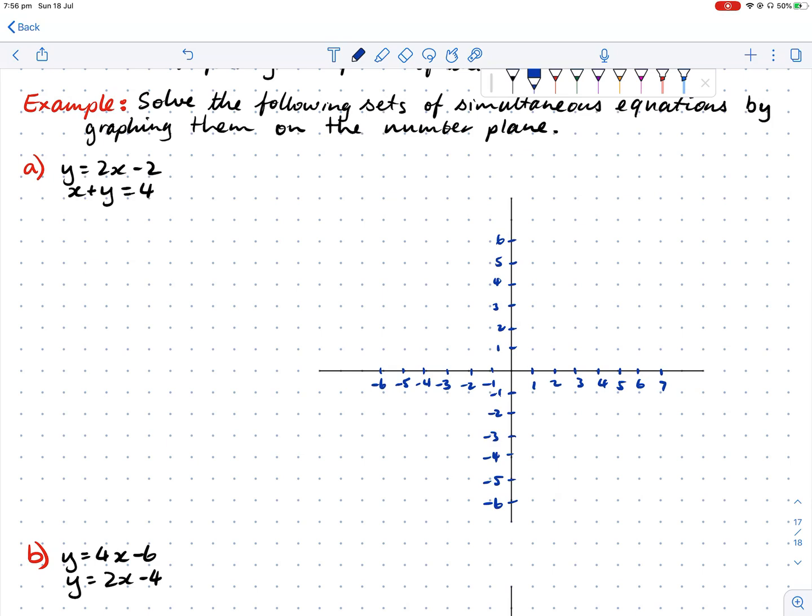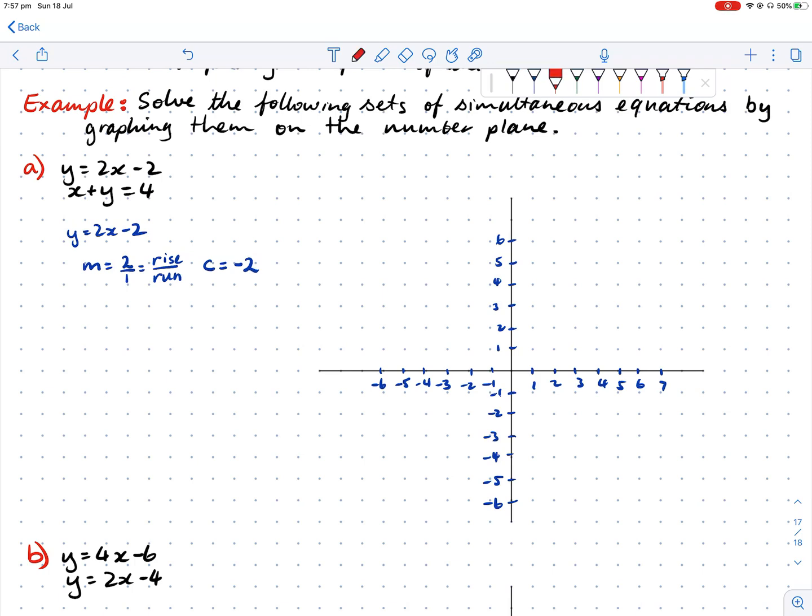With this first equation, I would actually use the gradient intercept form in order to sketch that. So y equals 2x minus 2, we need to first work out what the gradient is and what the y-intercept is. When we're looking at that equation, we know the gradient is 2, or we can write that as 2 over 1. Remember, that's rise over run. That's going to be important when we go to draw this line on the number plane. The y-intercept, the c value, is negative 2. So using those two values, we can go and draw this line.